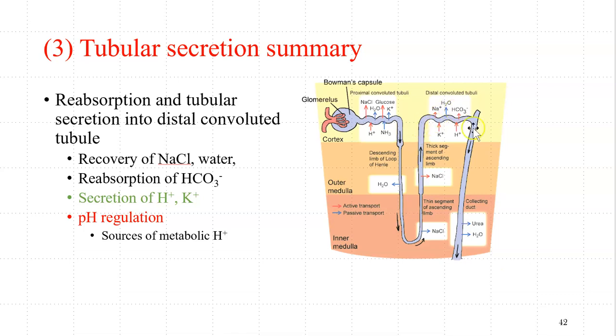In this stage, bicarbonate ions are reabsorbed back into the bloodstream because bicarbonate ions are important for maintaining the pH of the blood. And in the distal convoluted tubule, excess hydrogen and sodium ions are removed from the bloodstream and secreted into the urine. This is important again to maintain the pH of the body.